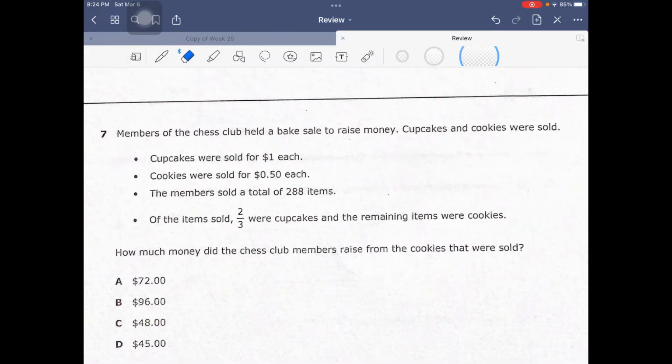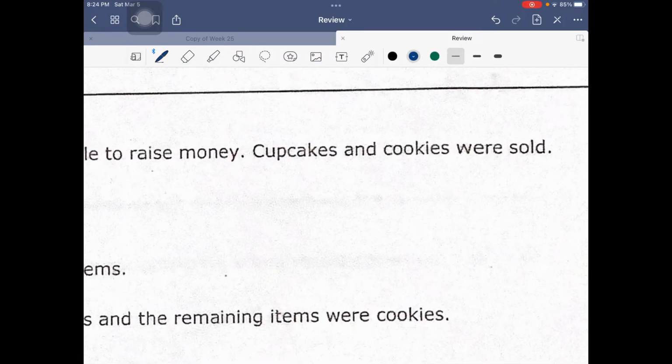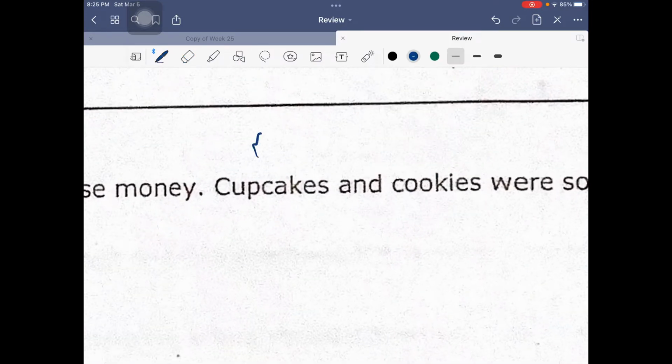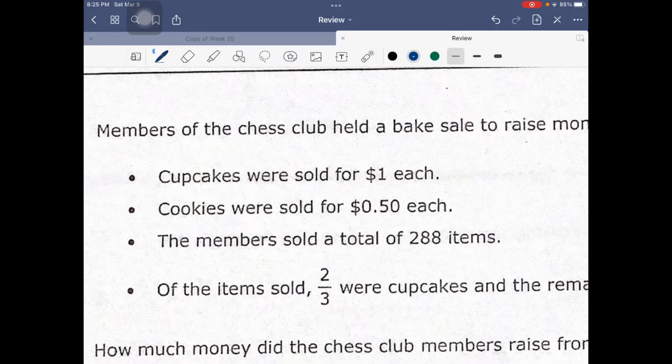Members of the chess club held a bake sale to raise money. Cupcakes and cookies were sold. Now, let's just draw a little cupcake here. Here we have a cupcake. Here we have a cookie. Cupcakes, once again, a little cupcake right here. Cookies right here. Were sold for $1.